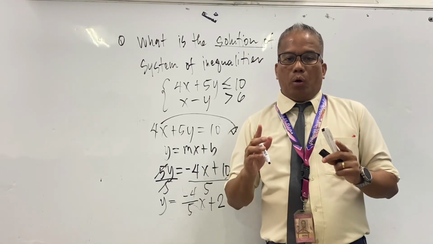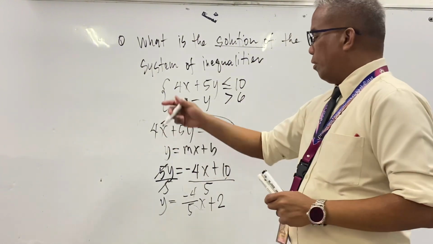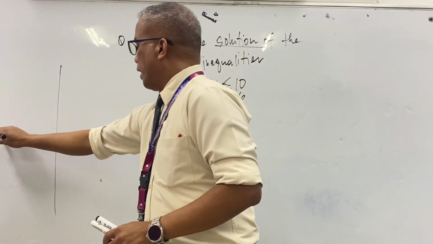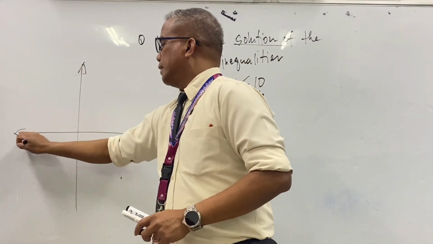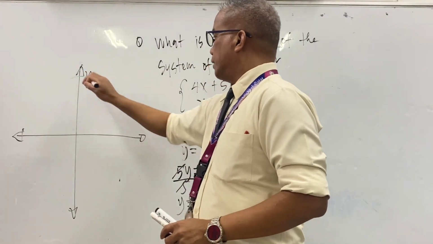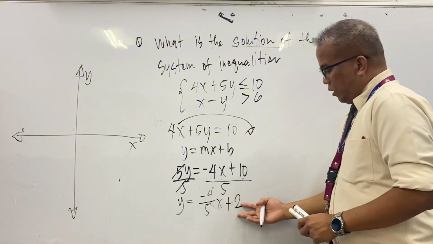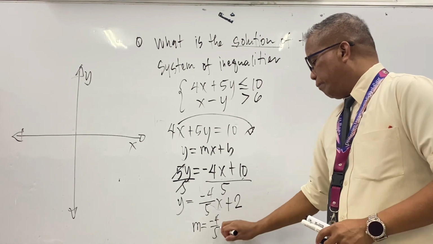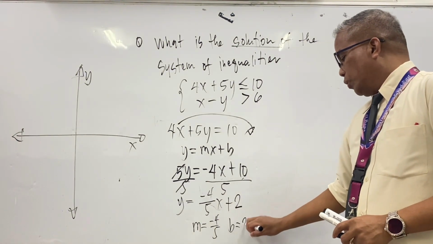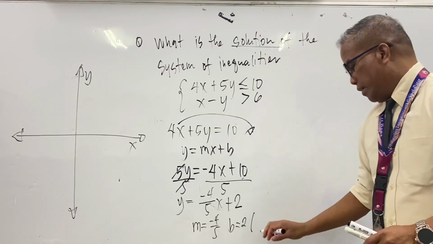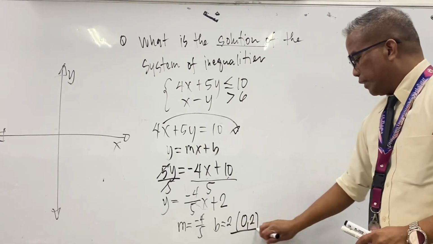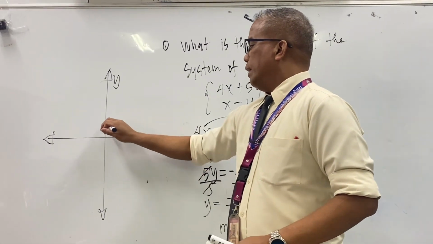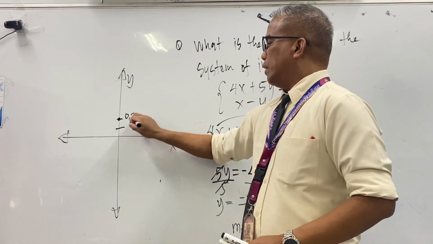And then after that, we are going to draw the graph of this equation. So we will draw the Cartesian plane. We have the y-axis, then the x-axis. The slope is equal to negative 4 over 5, then the y-intercept is 2. So the point here will be 0, 2. We will start our graph here in the y-intercept. So 0, 2 is here.